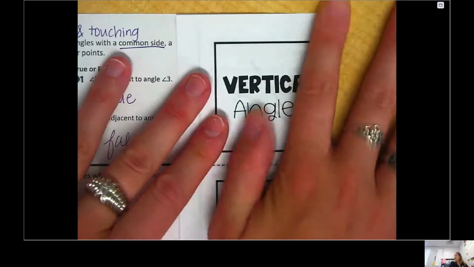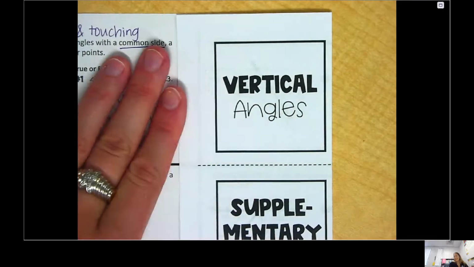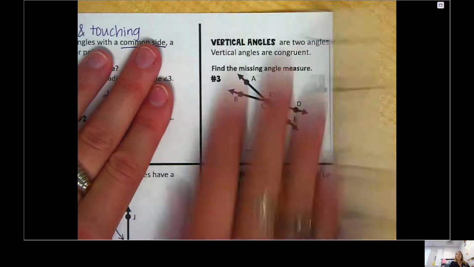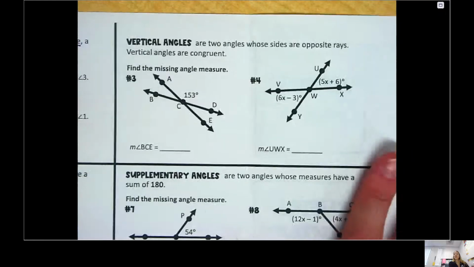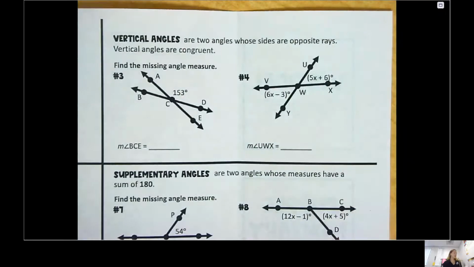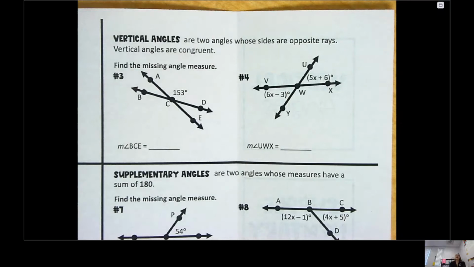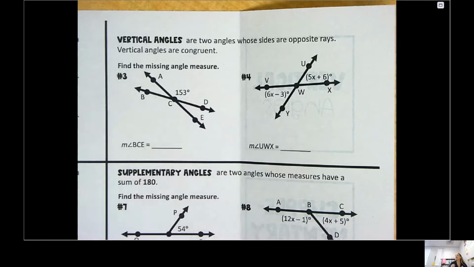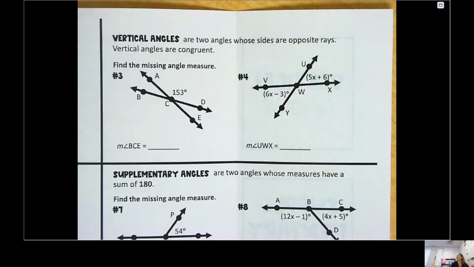Have you heard vertical before? What does vertical mean? Up and down, yep. But in geometry, vertical angles are a little different. It does not necessarily mean up and down. Vertical means 2 angles whose sides are opposite rays, and vertical angles are congruent. Here's what that means. When you have 2 lines that make an X, the vertical angles are the ones directly across from each other.